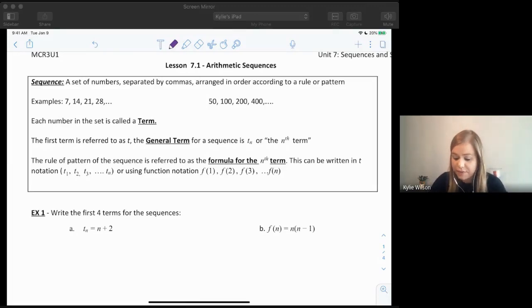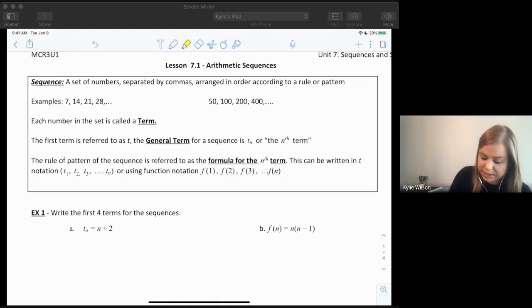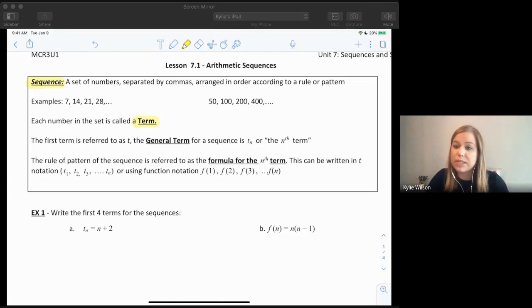I could have 50, 100, 200, 400. Again, an example of a sequence. So each number in these sequences is called a term. So when I'm talking about one specific number, I'll be referring to that as a term.